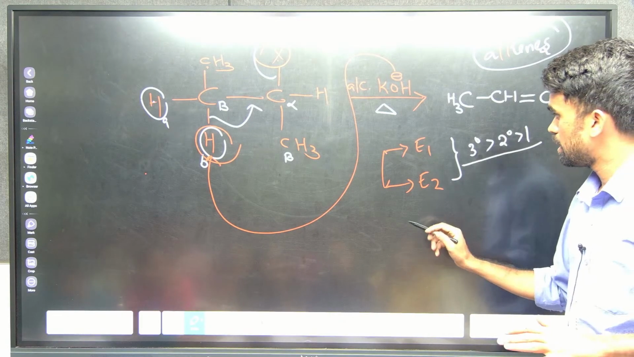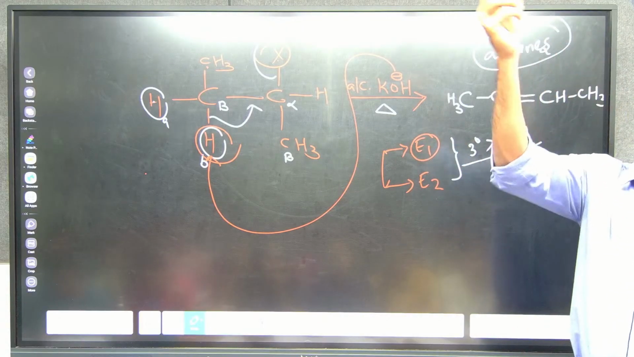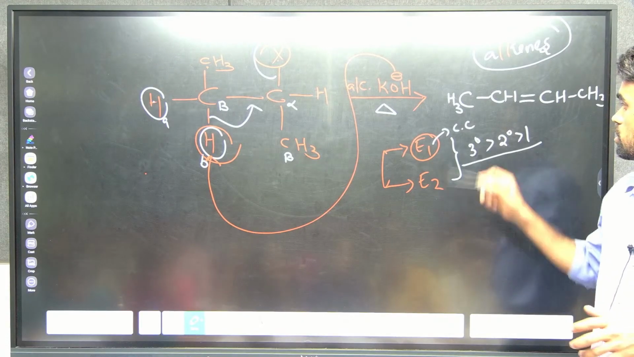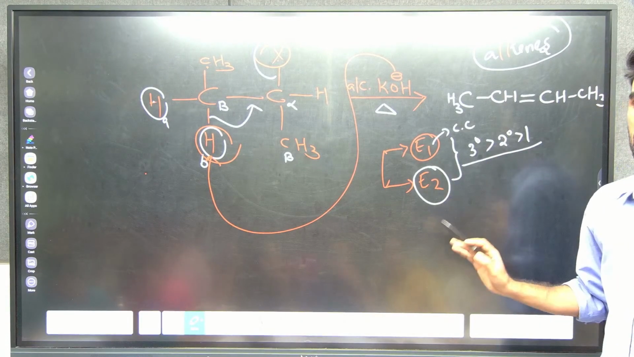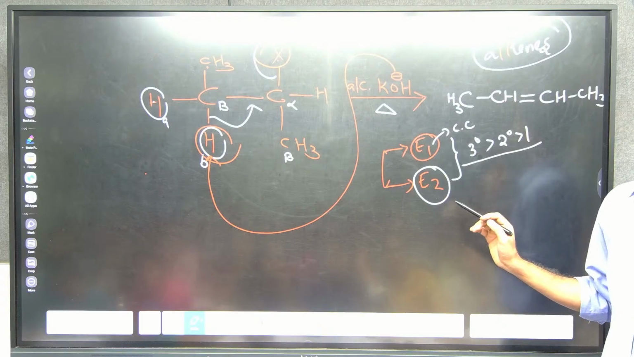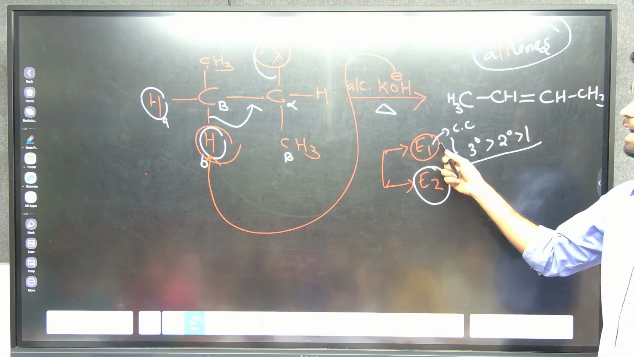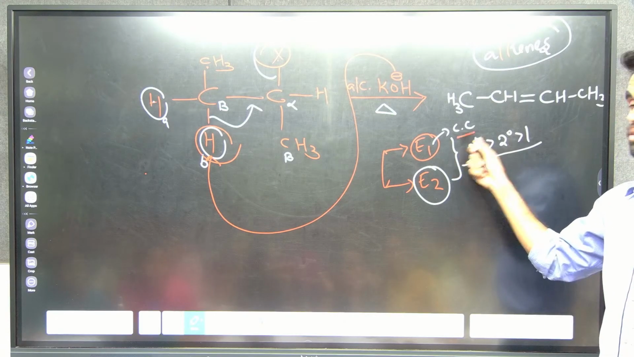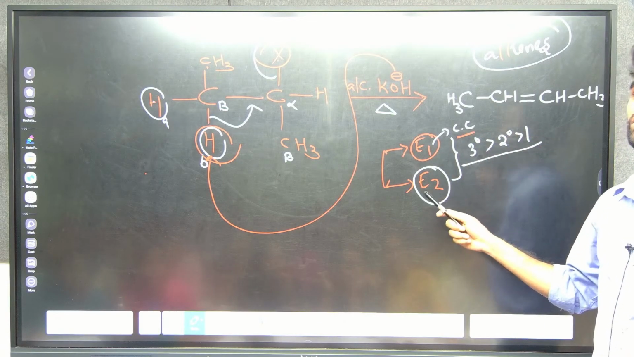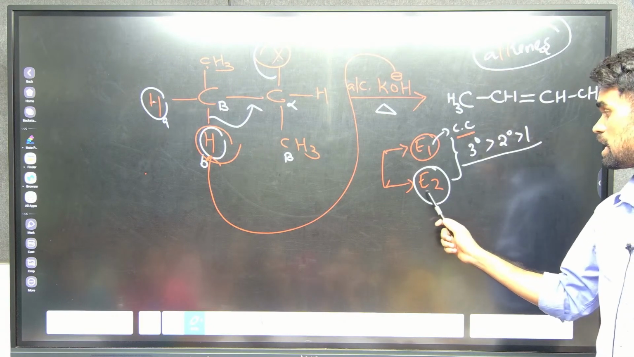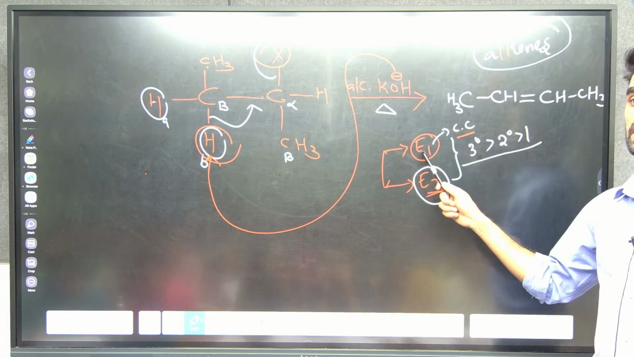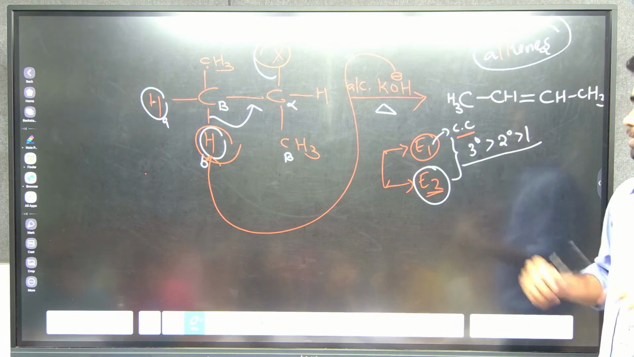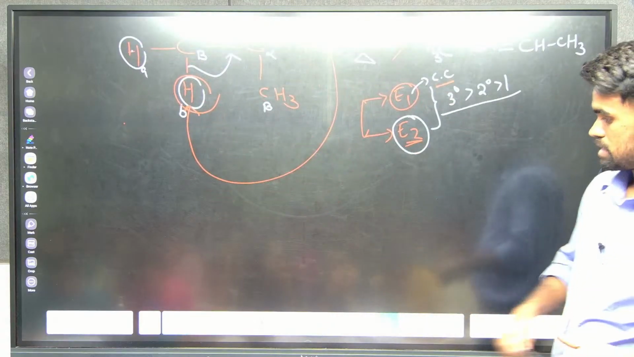Next one. Here in E1, like SN1, a carbocation intermediate is formed. In E2 there is nothing like a carbocation intermediate. In SN1, what intermediate have you seen? In E1 also we have the carbocation. In E2 you have seen a transition state, and here also a transition state. So it means E1 is multi-step, E2 is single step. Okay.